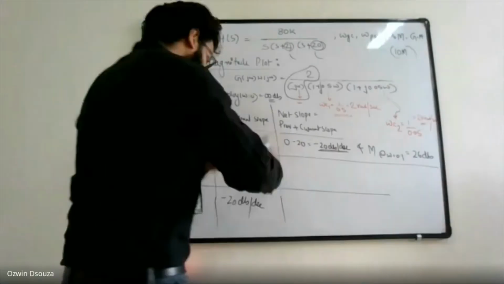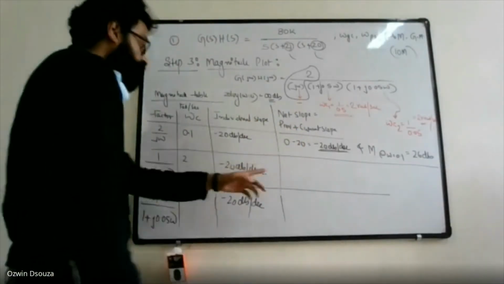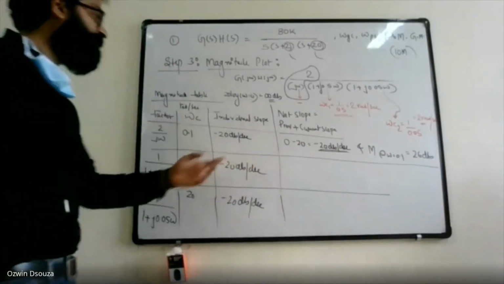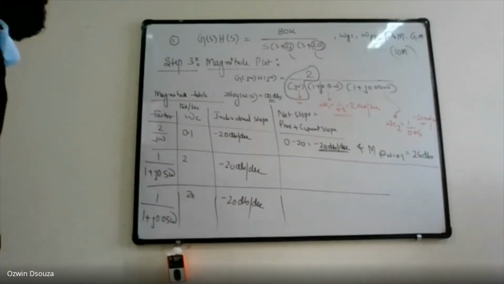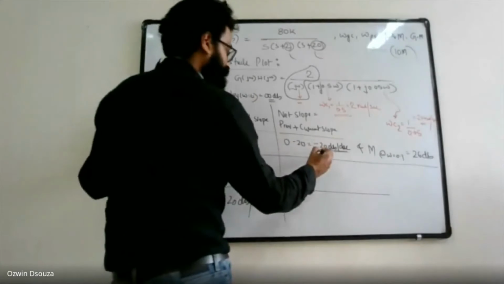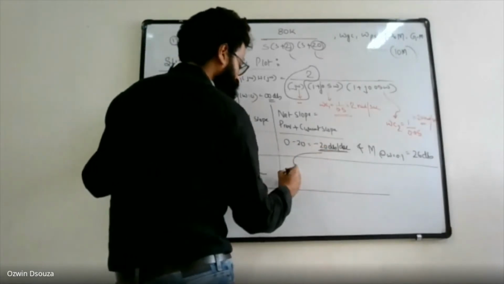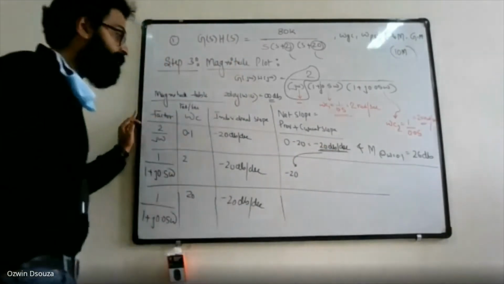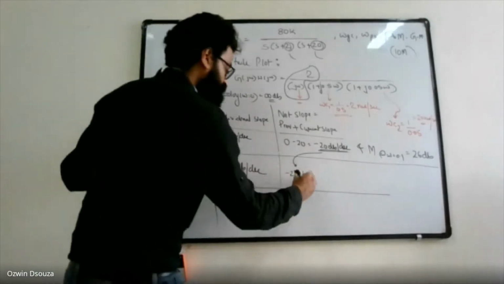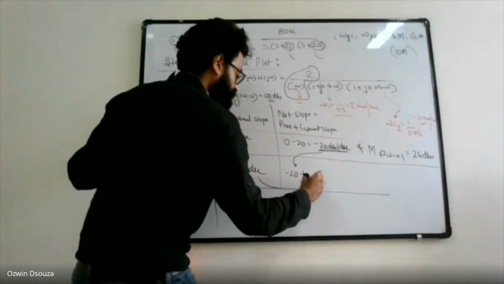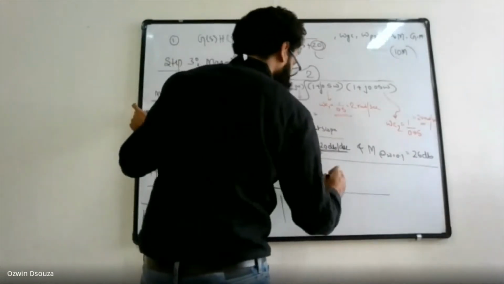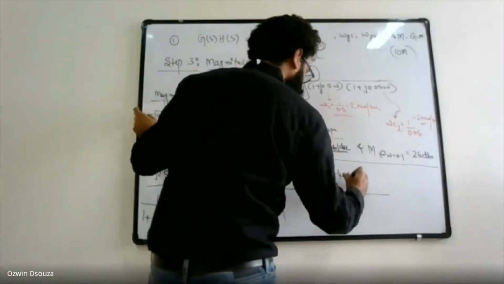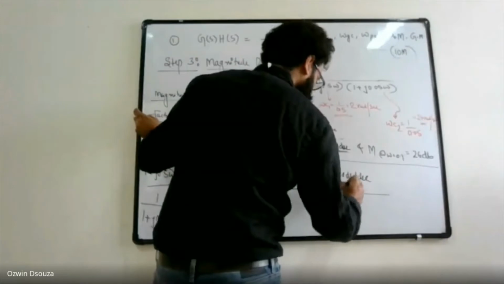Now you calculate the net slope. So over here, what will be the net slope? Previous plus current, right? So how much was the previous value? Previous value is minus 20, right? And plus the current value. Current is also minus 20. So that becomes minus 40 decibel per decade.